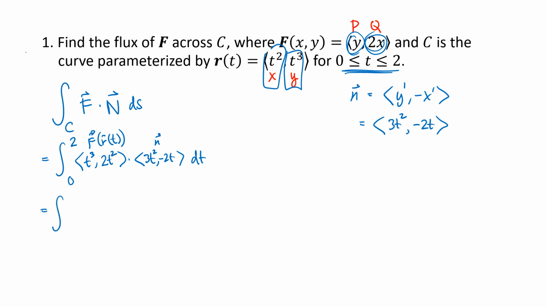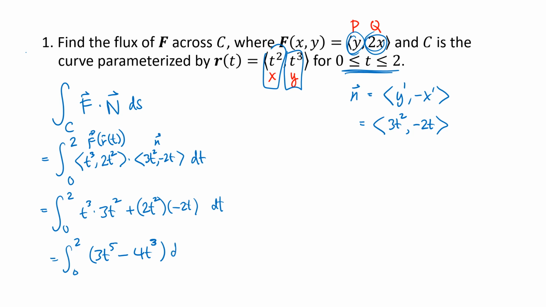So what's this going to turn into? From 0 to 2, I'm going to compute that dot product. It's going to be t cubed times 3t squared plus 2t squared times negative 2t. That's going to work out to be 3t to the 5th minus 4t to the 3rd.